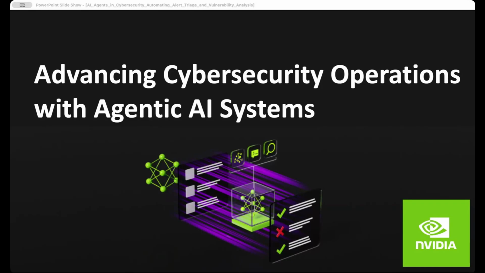Today's session, we are going to talk about another agentic AI use case to see how agentic systems can be used to advance cybersecurity operations. I'm not an expert on cybersecurity operations, but I'm very curious to see how agentic AI can automate the operation workflows. This presentation is based on a technical blog from NVIDIA.